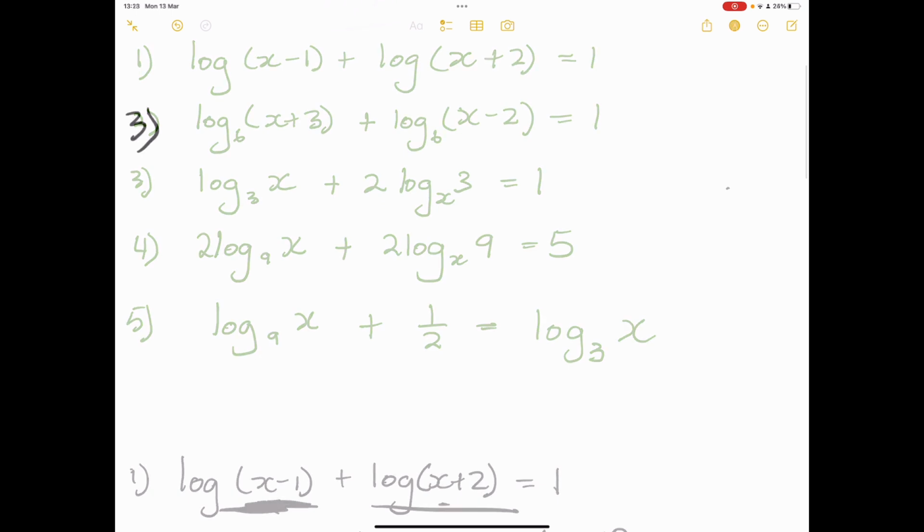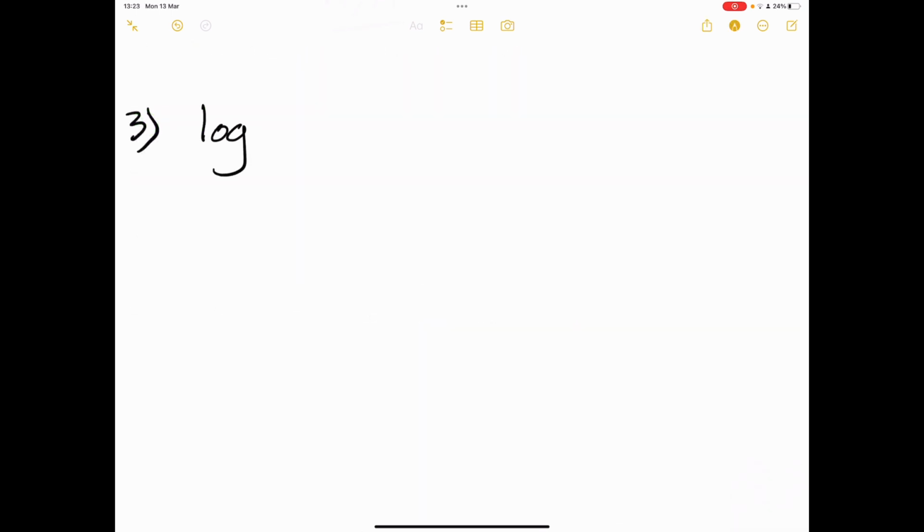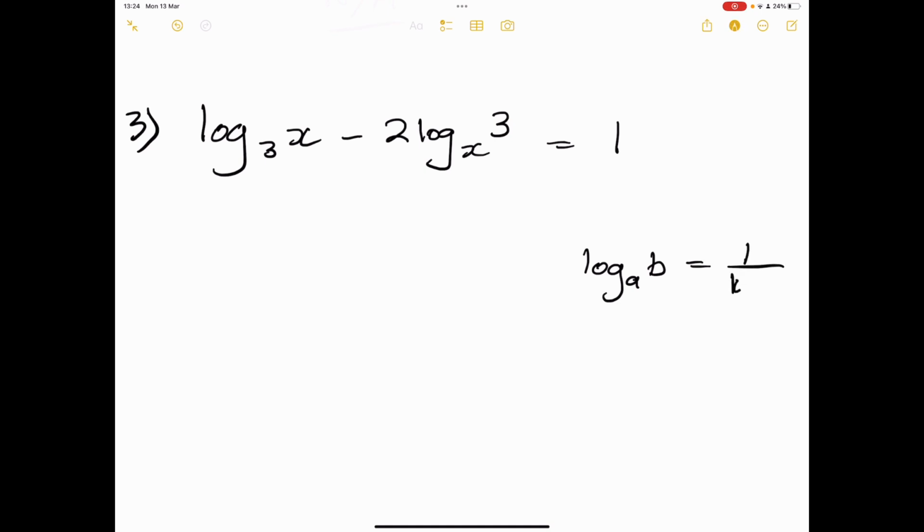So we've got log base 3 of x minus 2 log base x of 3, which is equal to 1. Now, ladies and gents, I'm going to apply the rule where we remember that the log of b with base a is the same as 1 over the log of a with base b. So if I want to swap around those two, all I need to do is invert that log.